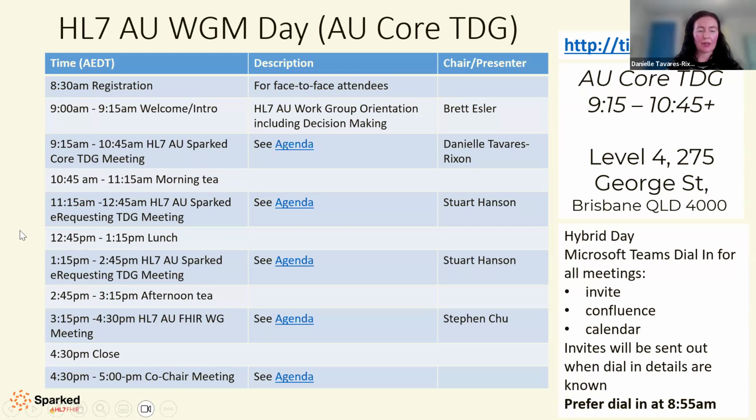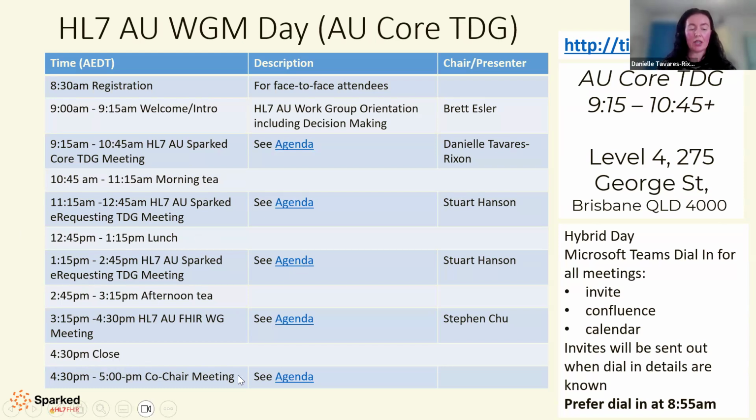The e-requesting folks then start at 11:15, and they go for 2 sessions. They can continue through the next one as far as I know as well, like us. And then there's the FireWorks group in the afternoon at 3:15 to 4:30. It's got some exciting governance topics it's going to go through. And then that brings the work group meeting day to a close at 4:30.